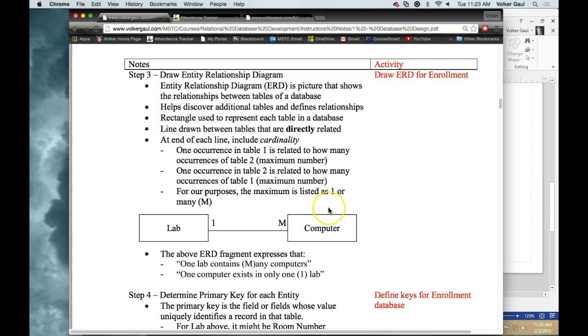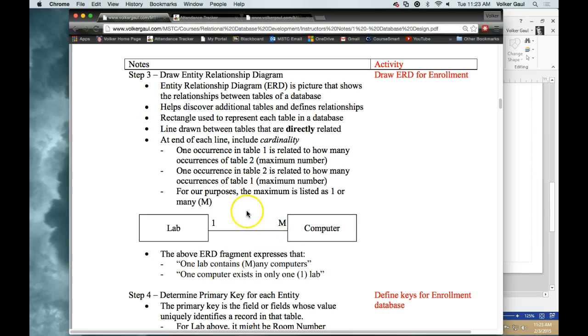Draw a line if they're directly related. I'm going to have you work on it a little bit. How do you know which ones are directly related? It can be a challenge, figuring out if there's a direct or indirect relationship. Normally, if you're not sure, the answer is it's indirect. And then on each line, we're going to put the cardinality.